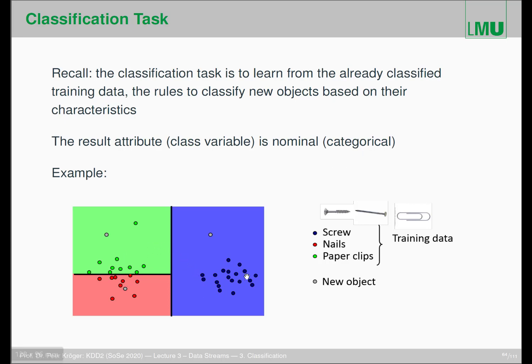And here is an example. So we have a set of objects here: screws, nails, paper clips. Those are the training sets, the training data, and we want to learn a rule saying that, for example, right to this line here, everything is a screw, and left to this line, above this line here, everything is a paper clip, and in this area here, everything is a nail. So new objects like these gray objects here can be classified if we don't know the label yet.